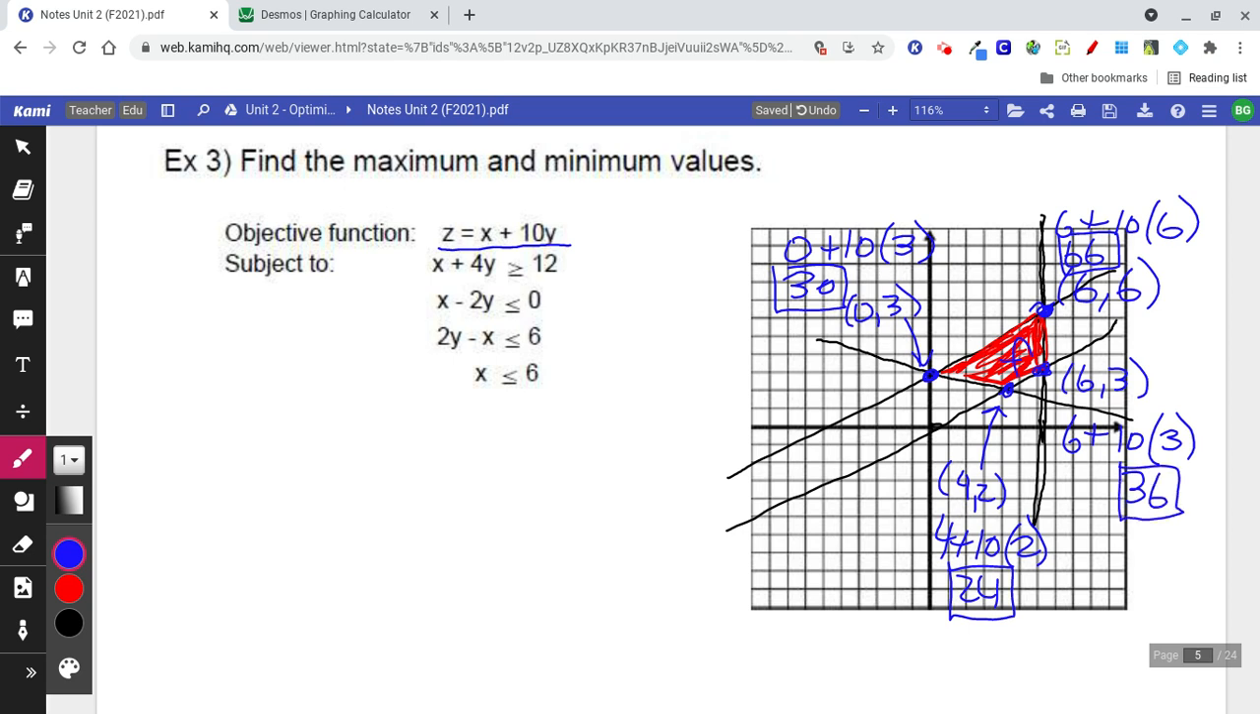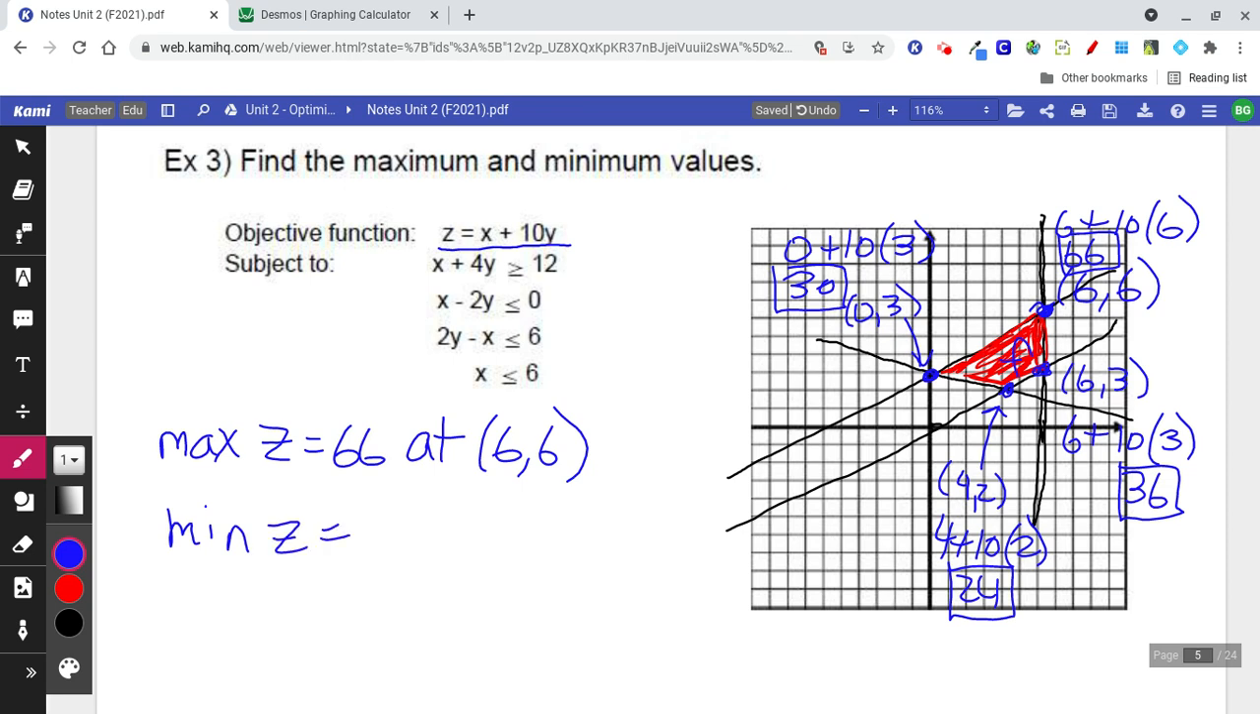All right, so you've got those values. You're looking at the maximum. Looks like the maximum value is 66. So maximum z equals 66 at the point (6, 6). You need both of those parts of the answer. And then the minimum value, the minimum z is 24 at the point (4, 2).